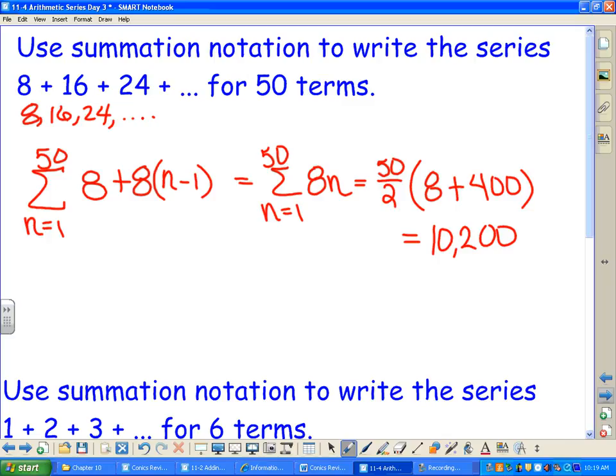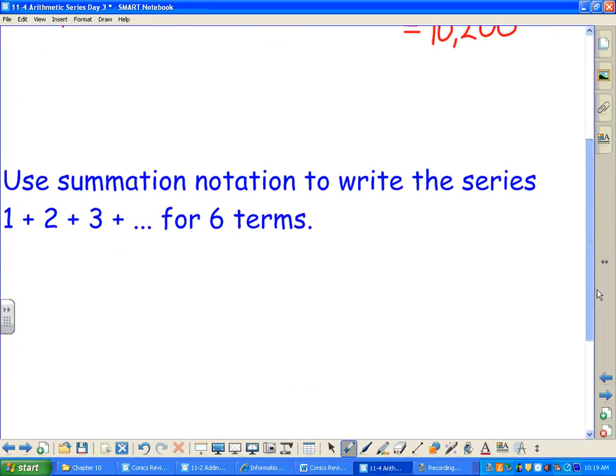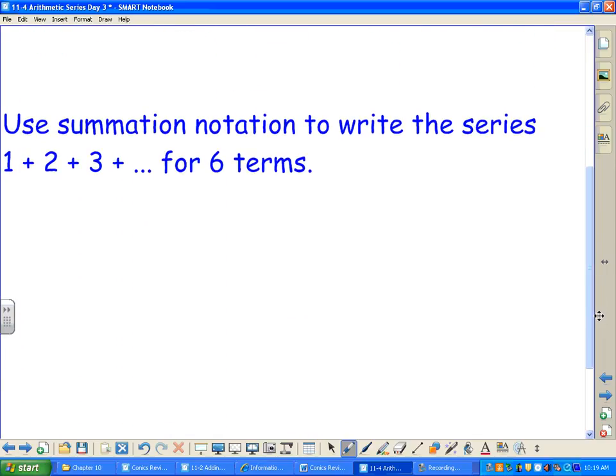Okay. All right. So let's see if we can write summation notation for the series 1 plus 2 plus 3, for the first 6 terms. See if you can write it out. Summation notation. Don't find the sum yet, just write the summation notation. So fill in the lower bound, the upper bound, and the formula.